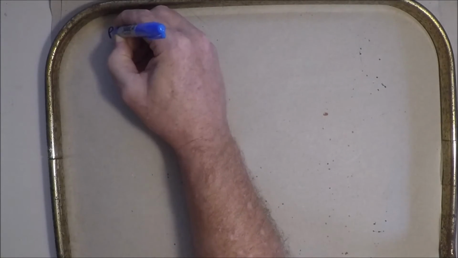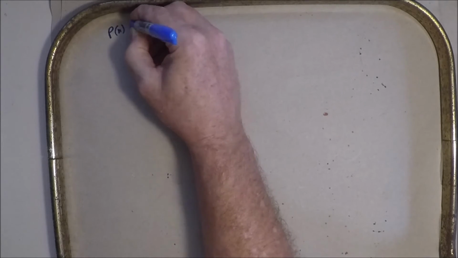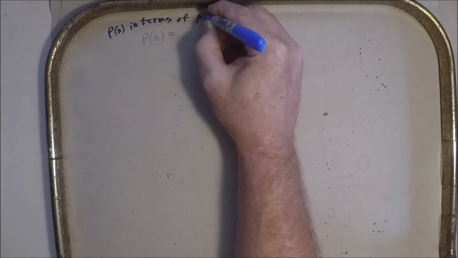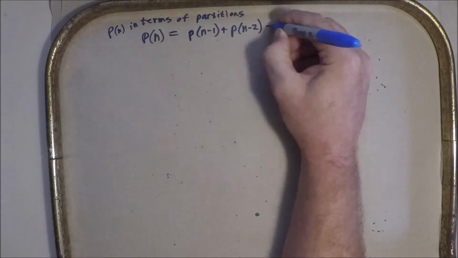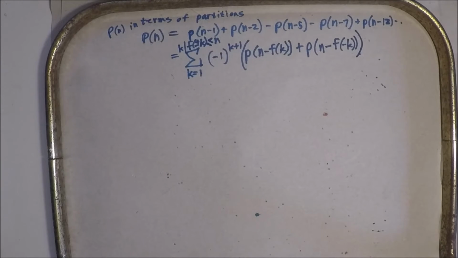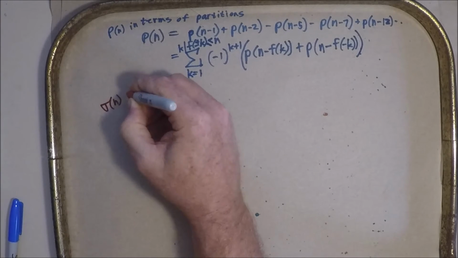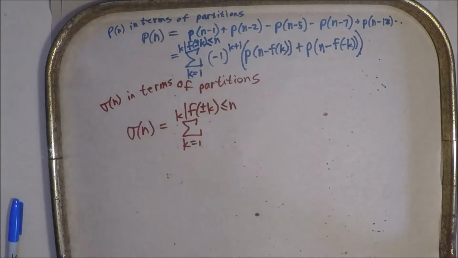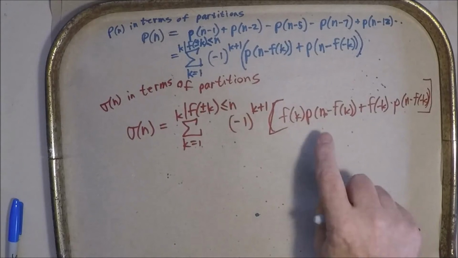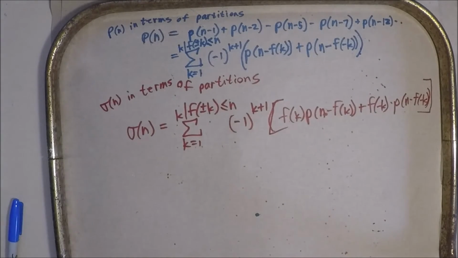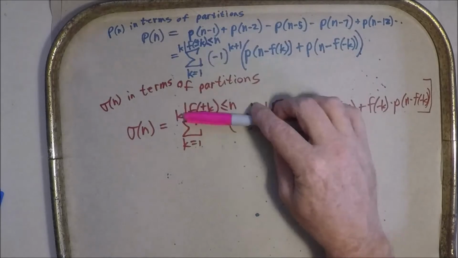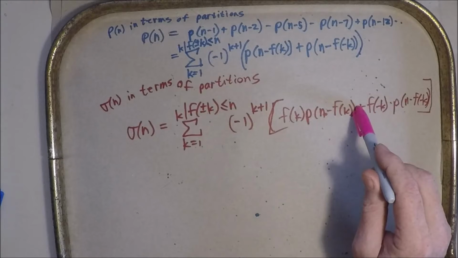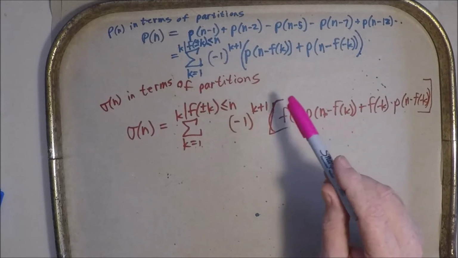Okay, so we have partitions in terms of partitions, and sigma n in terms of partitions. We looked at that one, we changed the rules and got that one. Well, let's look at these two together, change the rules for this one, and see what we get.